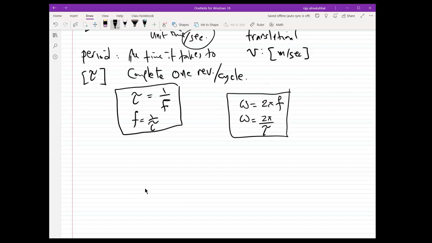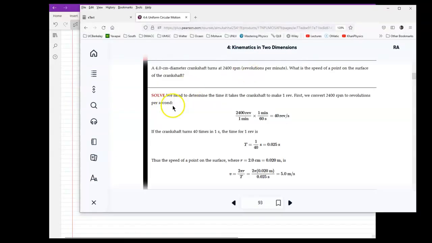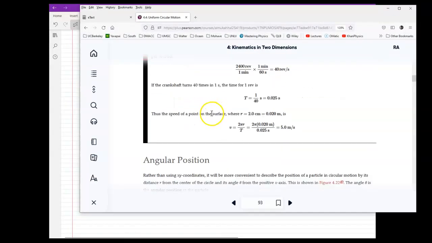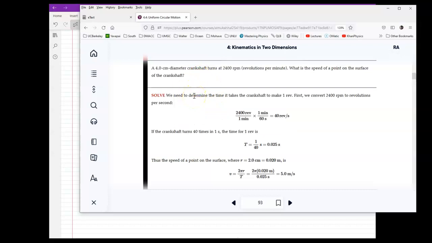Let me go to the book, and let me solve one problem for you and show you how to use some of these relationships that we have just covered. Let me do, maybe I have a couple of examples to do. I'll start with this one. This one says a 4 centimeter diameter crankshaft turns at 2,400 RPM.